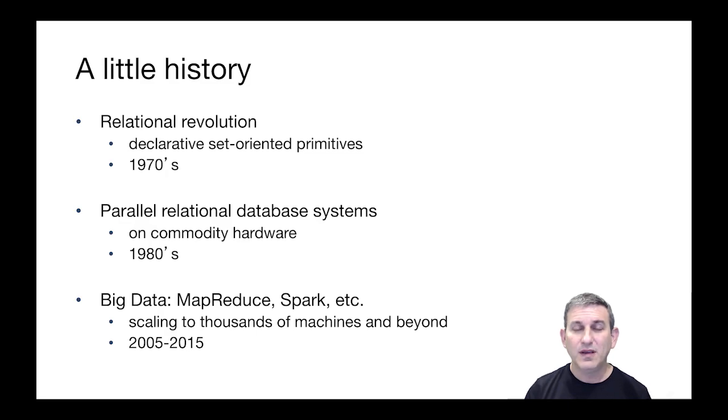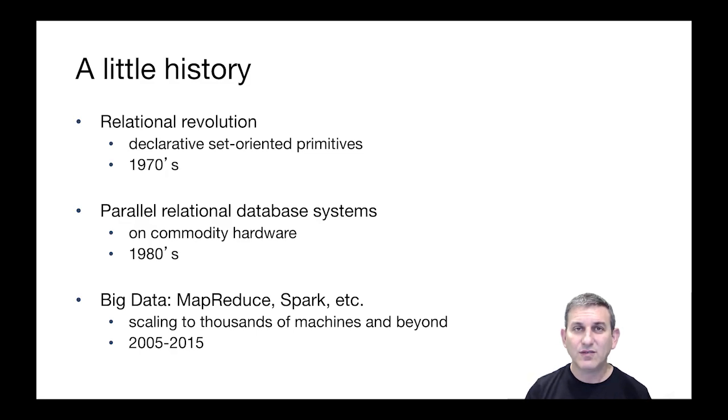And so in the 80s, there's quite a lot of invention around parallel relational databases and scaling up, which we'll talk about. But in the 2000s, what happened in the web properties was that people wanted to scale up even further. And the name that stuck on this was big data. And so these are things like MapReduce and Spark.